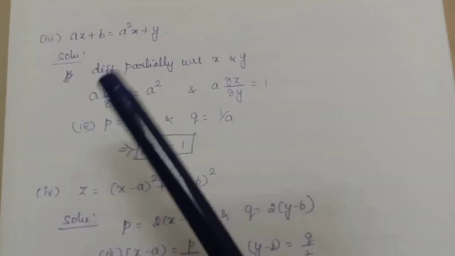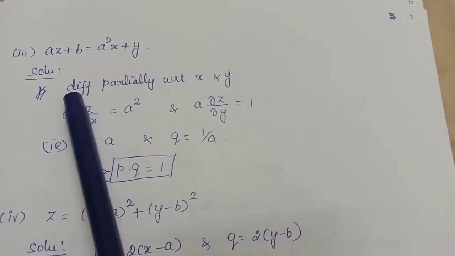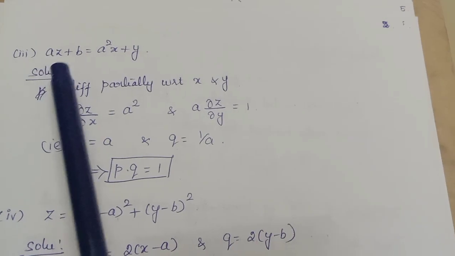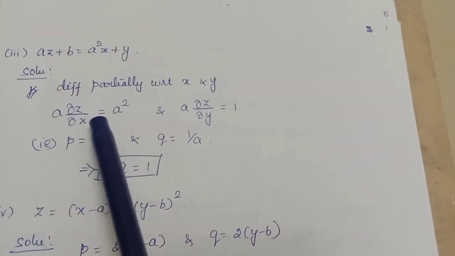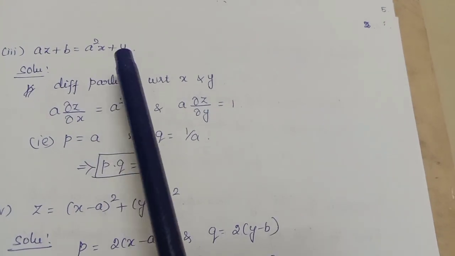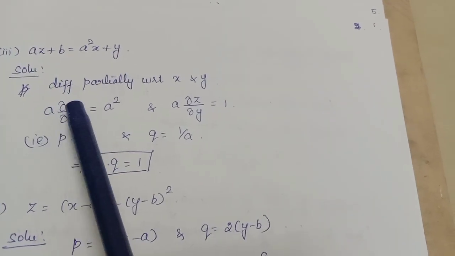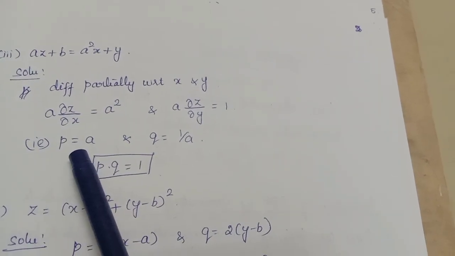Then next problem, ax plus b is equal to a square x plus y. So differentiate with respect to x and y. So a into z, differentiation of z is dou z by dou x, plus b will become 0, equal to a square plus differentiation of y will become 0 here. So what I get? ap, this is my p, no? So ap equal to a square, or simply p equal to a.